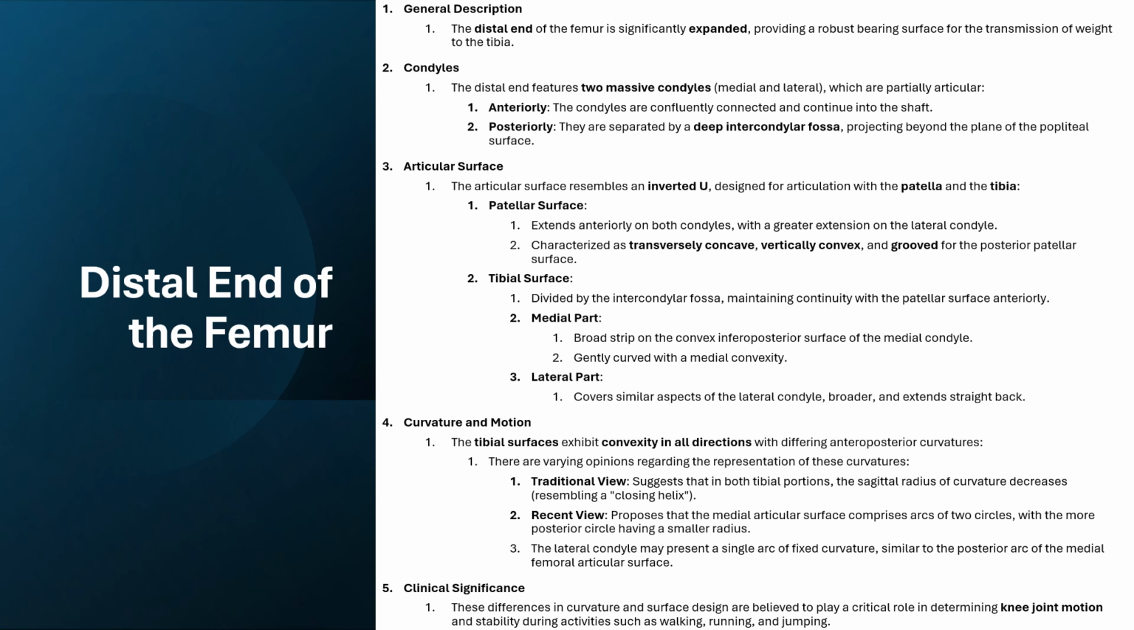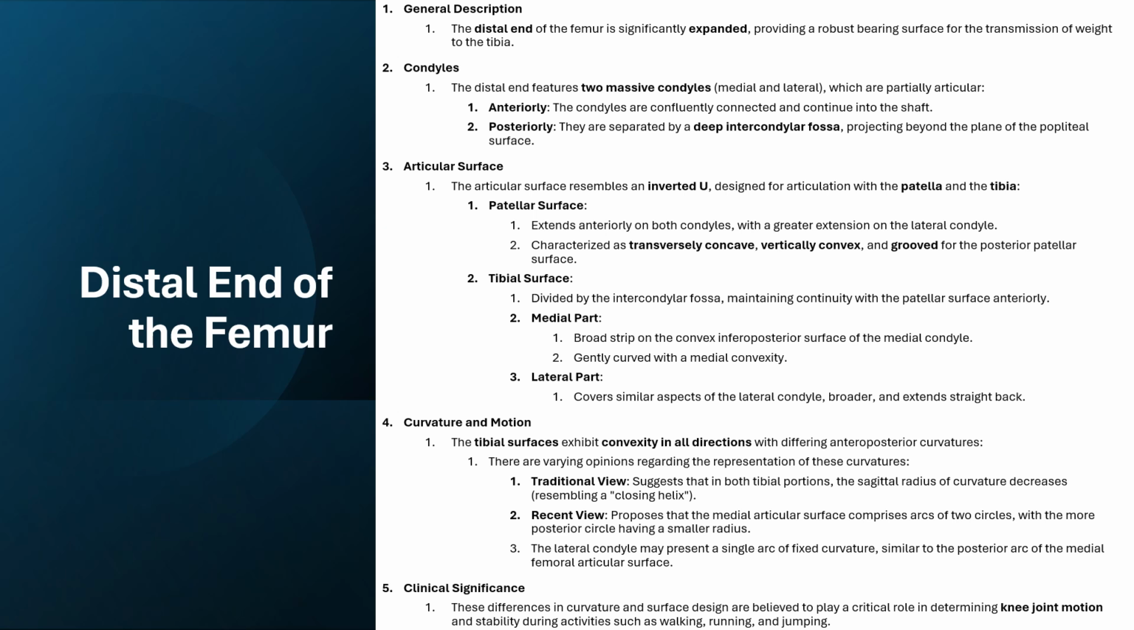The articular surfaces resemble an inverted U designed for articulation with the patella and the tibia. Patellar surfaces extend anteriorly on both condyles, with greater expansion on the lateral condyle. Characteristically, it is transversely concave, vertically convex, and grooved for the posterior patellar surface. Tibial surfaces are divided by the intercondylar fossa, maintaining continuity with the patellar surface anteriorly.